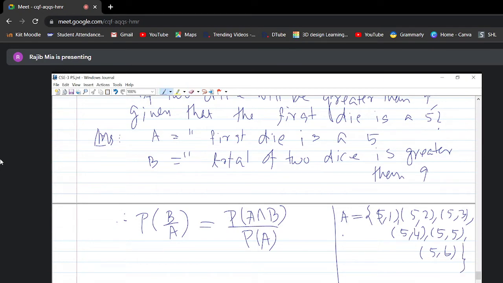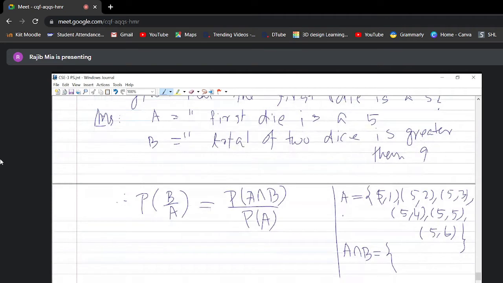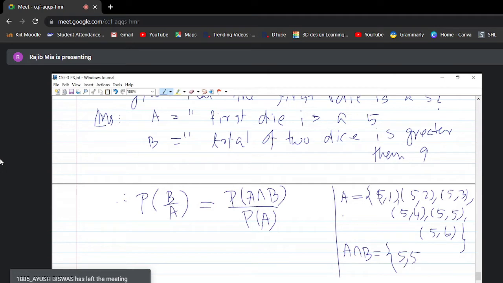So there are 6 outcomes in A, and in A intersection B, 5, 5, 5, 6. Yes, A means first die is a 5 and B means total of 2 dice is greater than 9. So A intersection B here means and. First die is a 5 and total of 2 dice is greater than 9. So only two possibilities out of these 6 outcomes, that is 5 comma 5 and 5 comma 6.